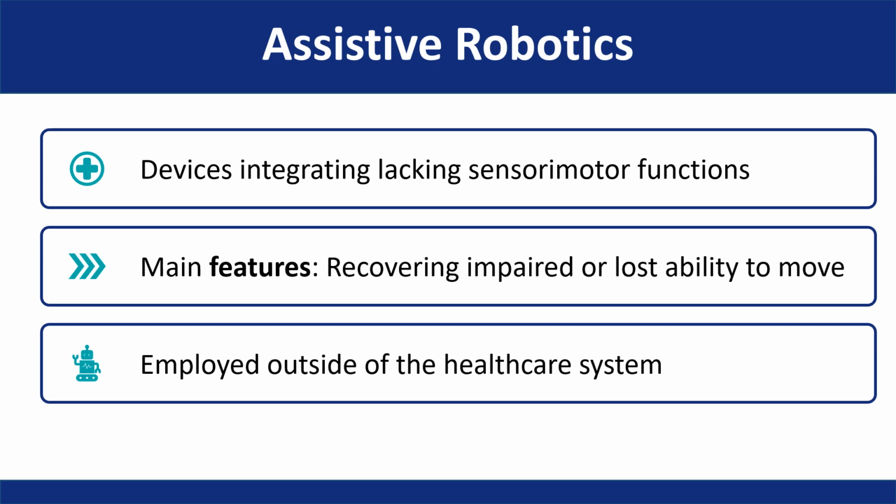And now let's talk about assistive robotics. This field is slightly different to rehabilitation robotics, as this is about devices that integrate lacking sensory motor functions for patients. And the main features are recovering impaired or lost ability to move, and they're usually employed outside of the healthcare system, so they're not within it, and they are for people to use in their day-to-day life.